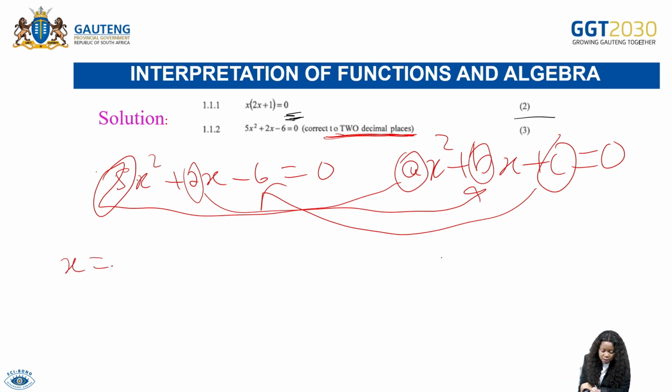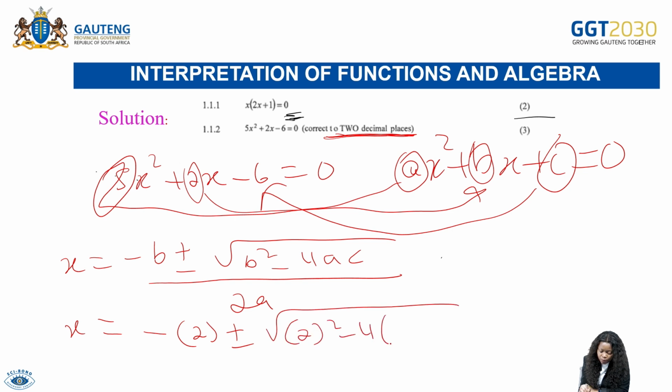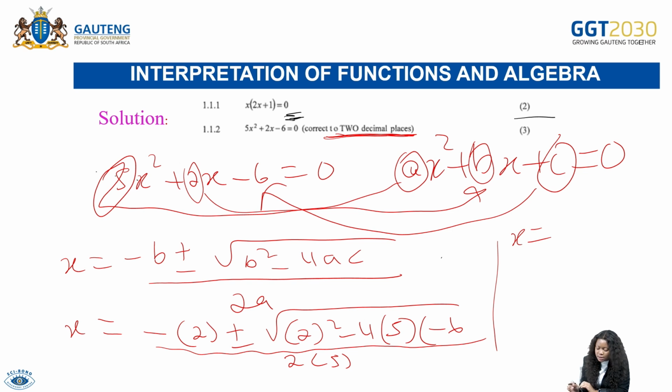So you say x = (-b ± √(b² - 4ac)) / 2a. So x = (-2 ± √(2² - 4(5)(-6))) / (2(5)). Then your a is given as 5, and your c is given as negative 6, all over 2 times 5. So your x equals, just substitute everything in your calculator.